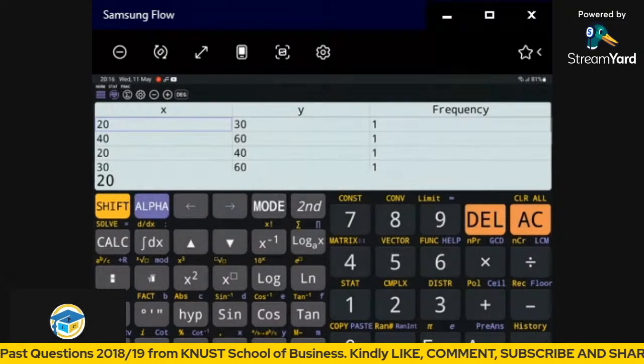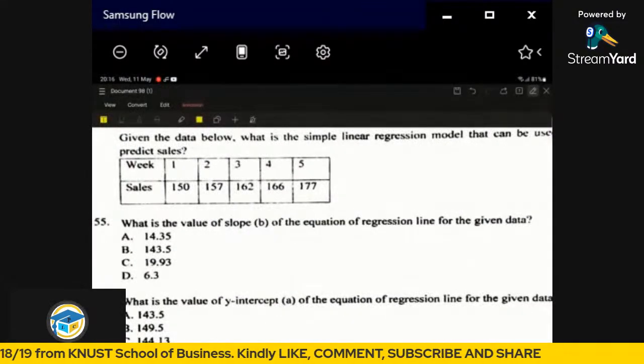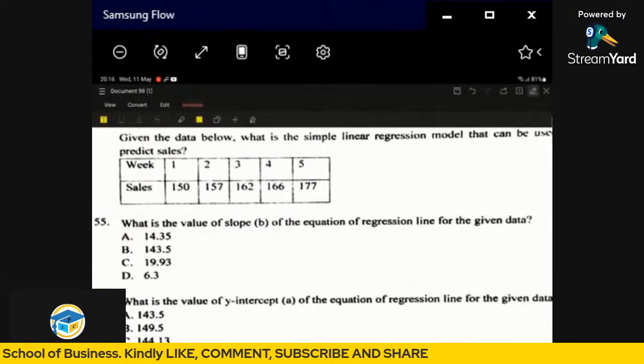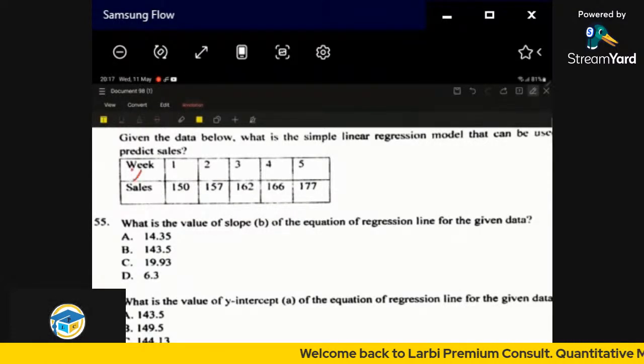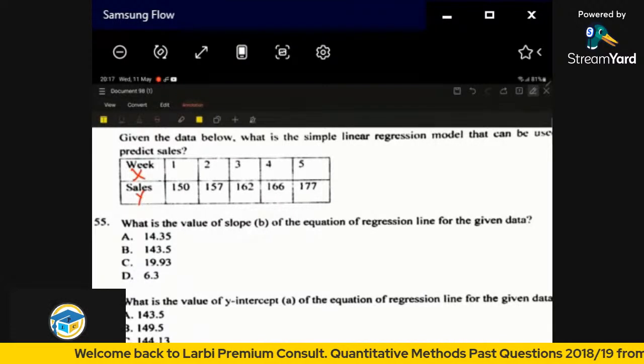Remember, we're given week 1 up to week 5. So we have 1, 2, 3, 4, 5. For the X column it's going to be 5 values, and for Y also 5. So the week represents the X values, and the sales represent the Y values. I believe that is clear.